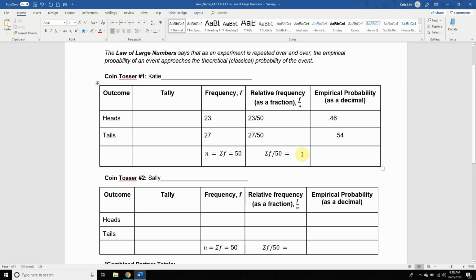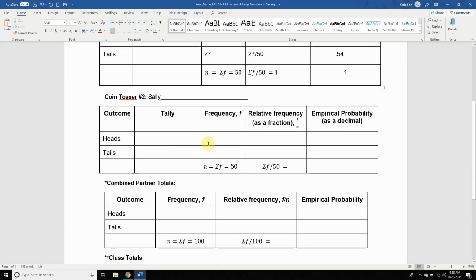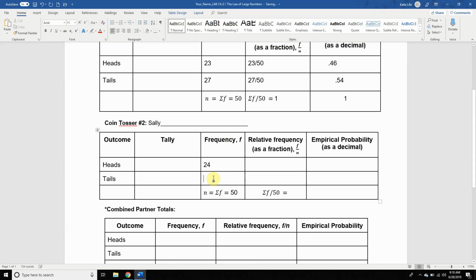Now, the sum of your relative frequencies should be 1. So 23 out of 50 plus 27 out of 50 is 50 out of 50. So the sum of the frequencies divided by 50 should be 1. For empirical probability, that sum should also be 1. So you're essentially going to fill out this chart for both coin tossers. I would tally while my partner was flipping the coin. So maybe my partner came up with 24 heads and 26 tails. I would fill in her relative frequencies with my fractions: 24 out of 50 and 26 out of 50. And then I would put in those empirical probabilities. So 24 divided by 50 is 0.48, and 26 divided by 50 is 0.52. And the sums come up as 1.